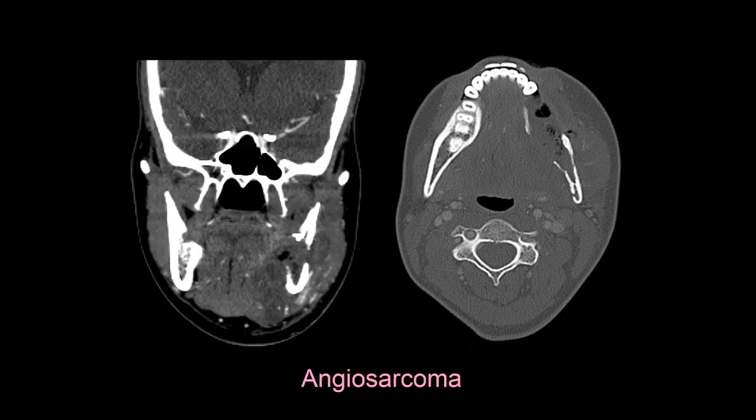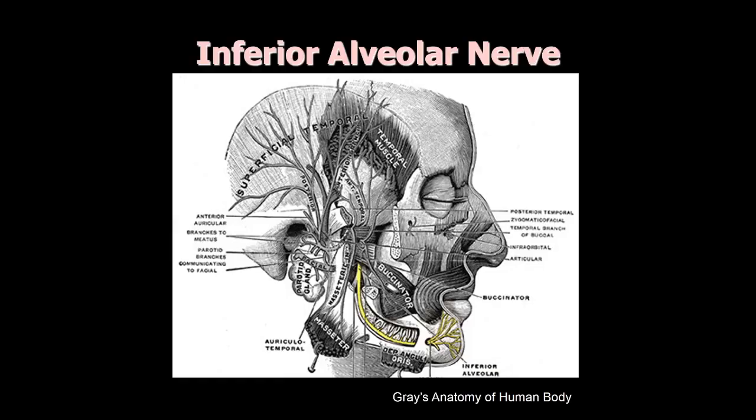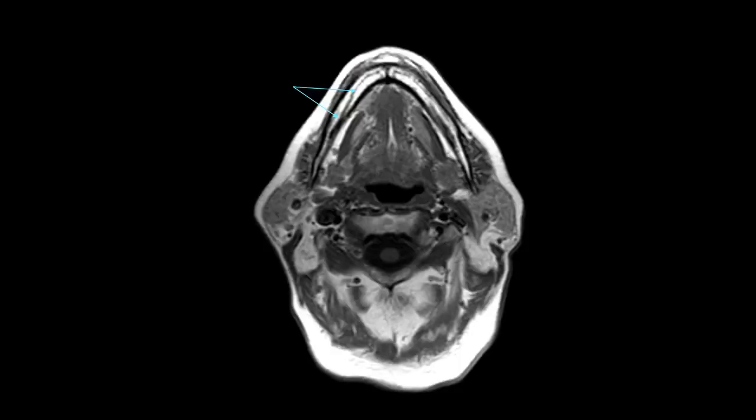This is an example of an extensive angiosarcoma involving the left hemimandible. If you see something like this with overt mandibular infiltration, it really should be almost a reflex for you as a radiologist to ask what is the status of this structure. This is the inferior alveolar nerve, which is a distal branch of V3, and it runs in the mandible and exits as the mental nerve.